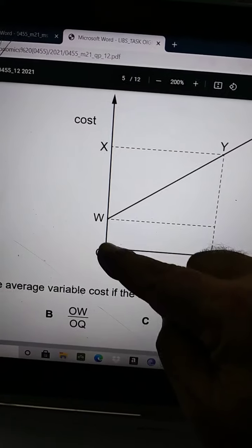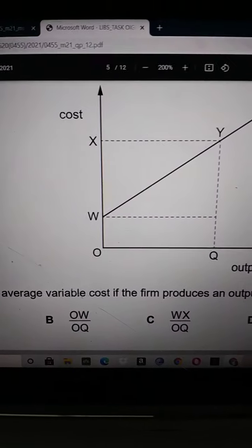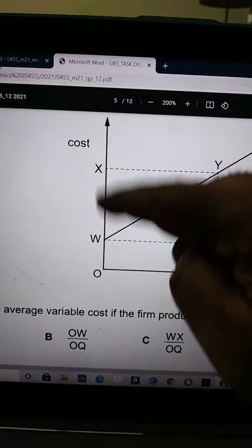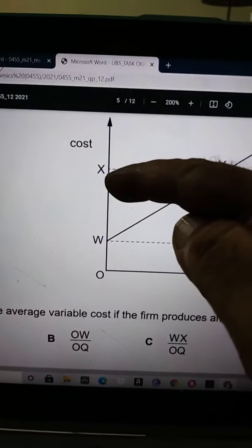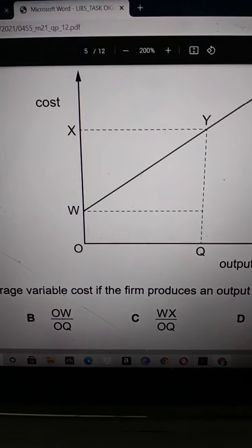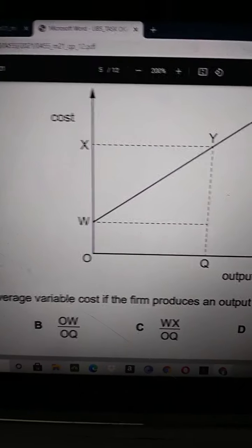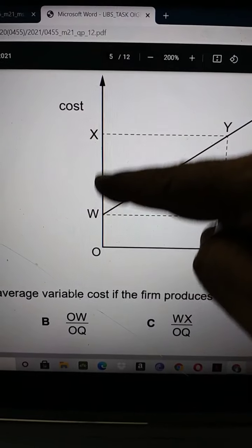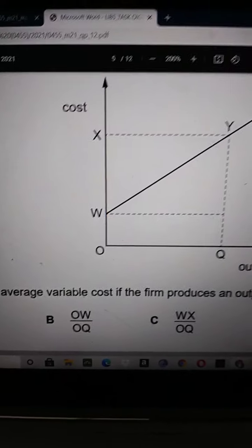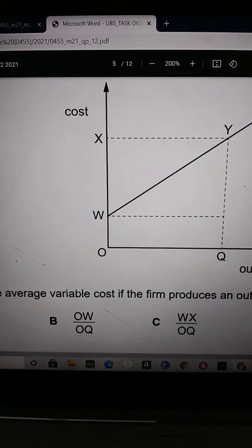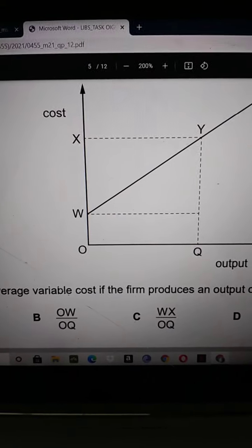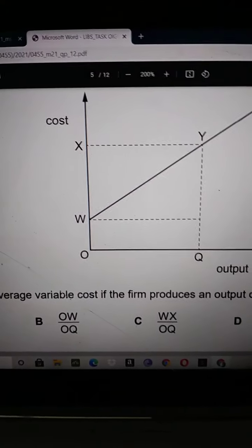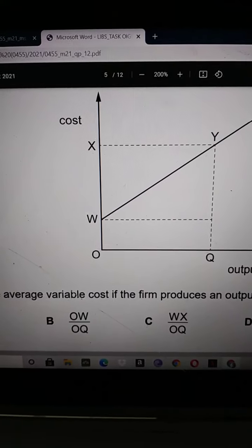So this part OW is your fixed cost. OX is the total cost, right? OX is the total cost and OW is your fixed cost. So if I subtract OX minus OW, automatically this part WX will be your variable cost. The formula for total cost is fixed cost plus variable cost. So if we have to find the variable cost, I would say total cost minus fixed cost. Simple mathematical equation: variable cost equals total cost minus the fixed cost.